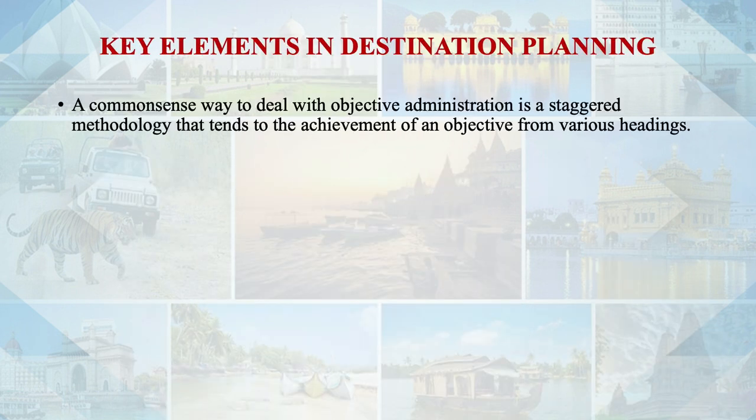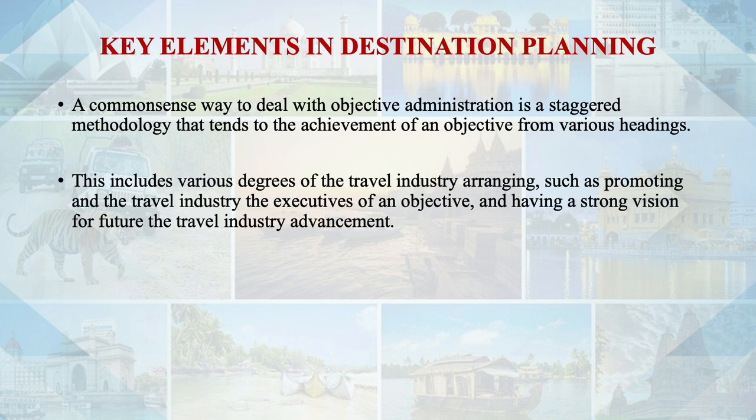A common sense way to deal with destination management is a staggered methodology that tends to the achievement of an objective from various headings. This includes various degrees of tourism planning, such as marketing, tourism management of a destination, and having a strong vision for future tourism developments.